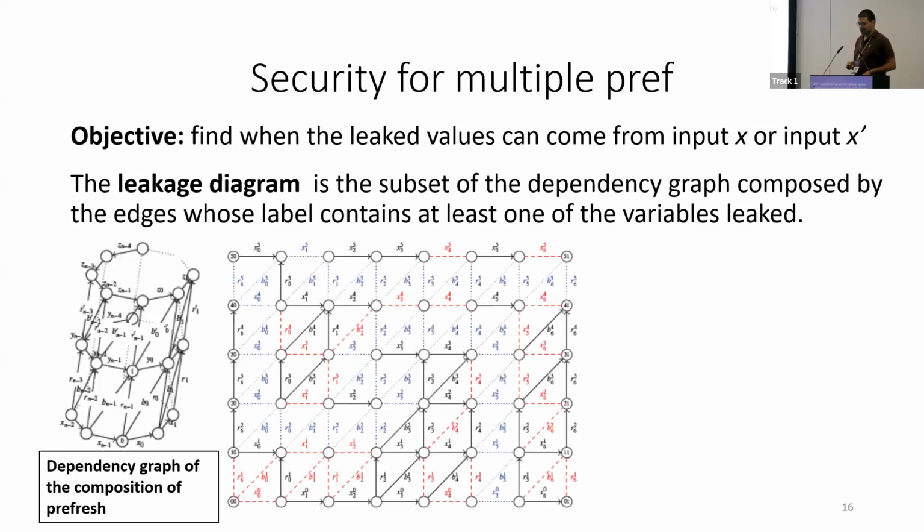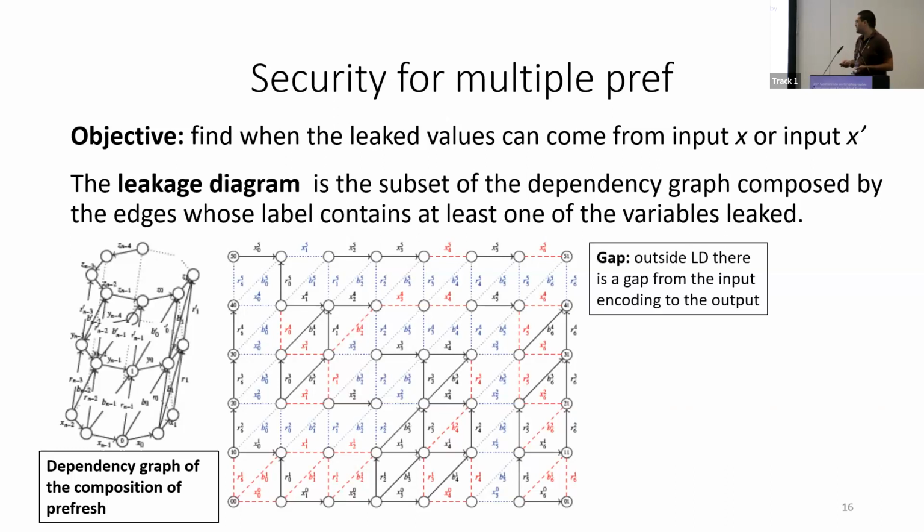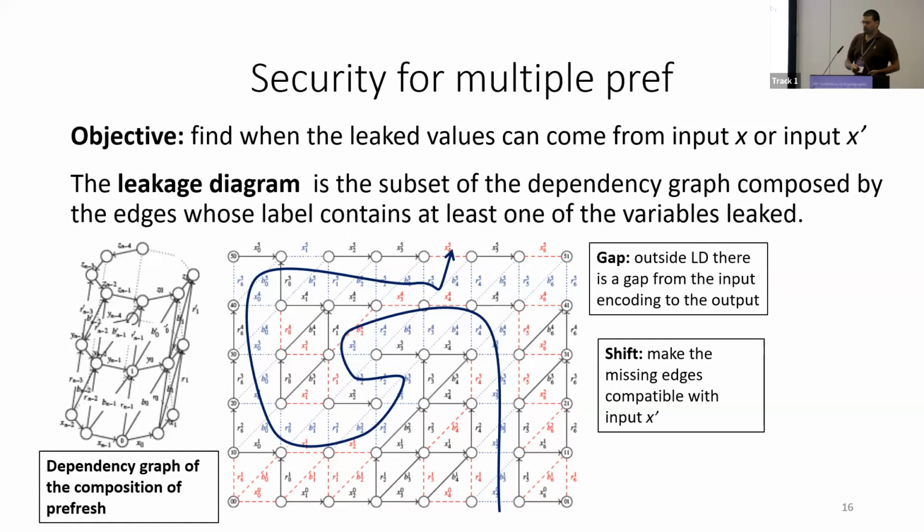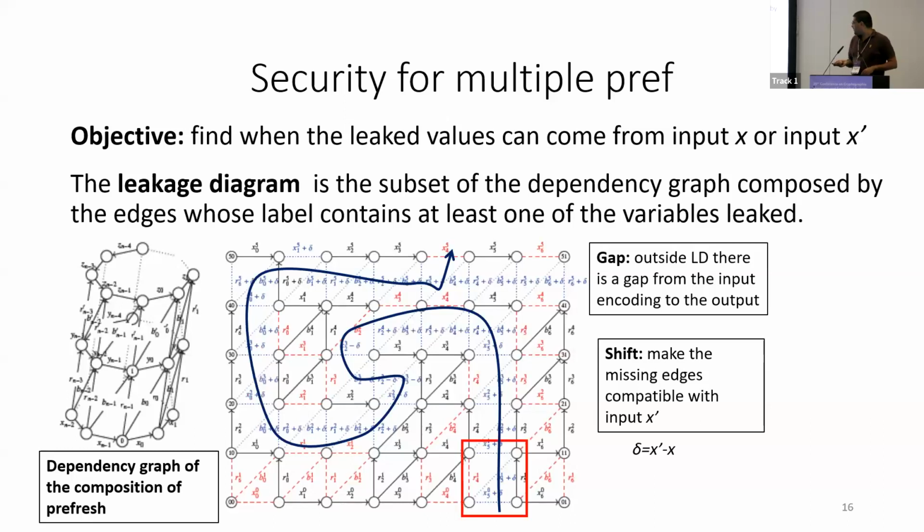Again, this is an example of a leakage diagram which does not orbit, and so there is a gap, as you can see. And we are able to shift and make the missing edges, which are the edges of the gap, compatible with input X prime. In particular, note that in this example we have gaps between encodings on a single refresh, which we have already seen before, but we also have these particular gaps which are different because you start from the bottom edge of a refresh and you go back again to the bottom edge, and this from top edge to top edge.